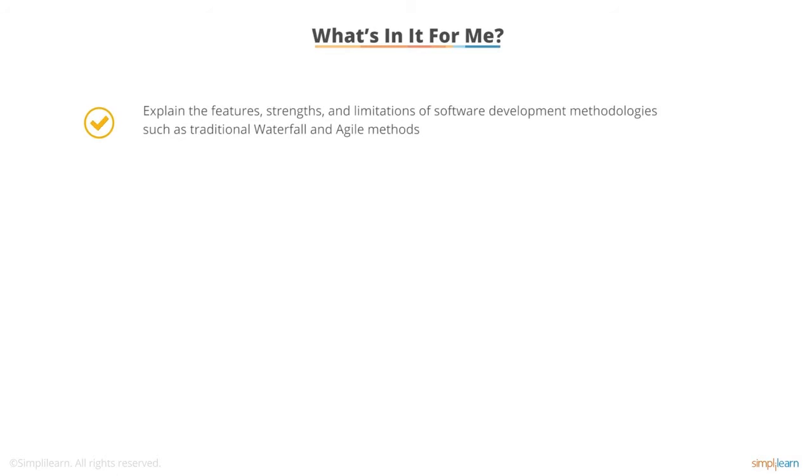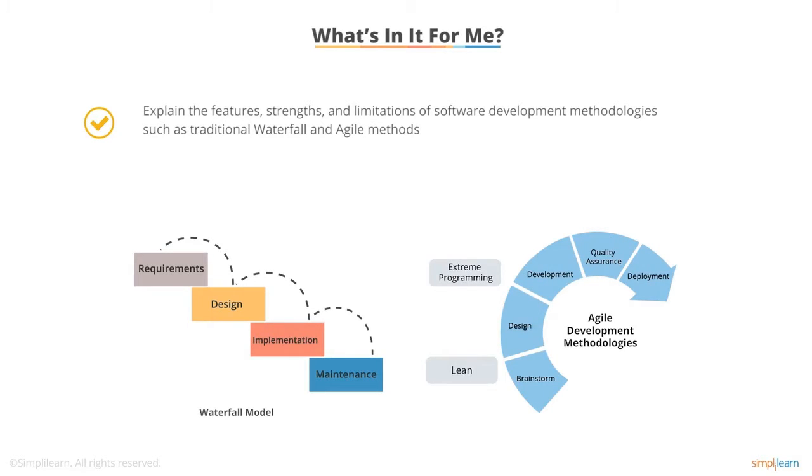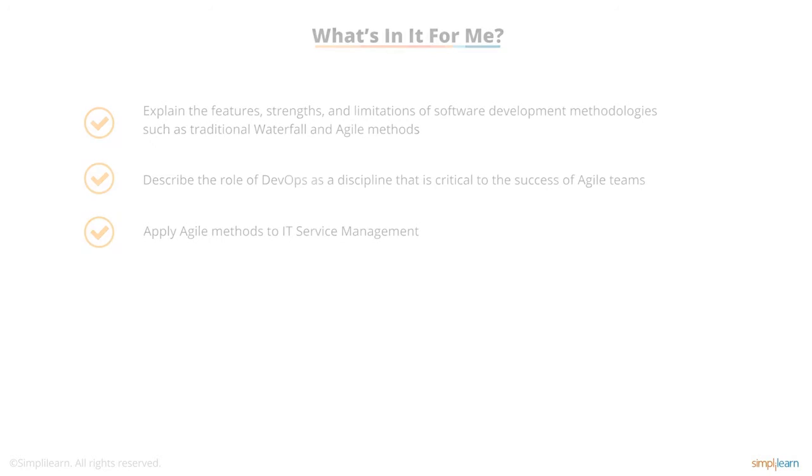After completing this lesson, you will be able to explain the features, strengths, and limitations of software development using approaches including the traditional waterfall approach, as well as various agile methods including lean, extreme programming, crystal, and DSDM. You will also be able to describe the role of DevOps as a discipline that is critical to the success of Agile teams. You will also understand how to apply Agile methods to IT service management.